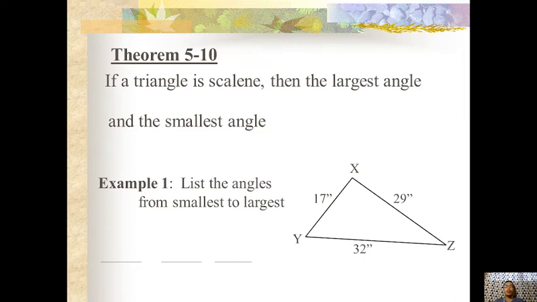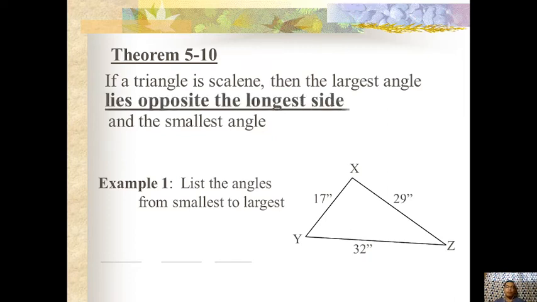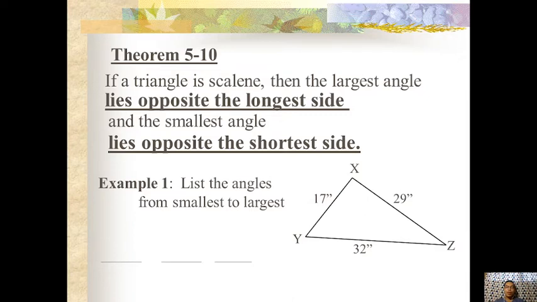So Theorem 5-10: if a triangle is isosceles, then the largest angle lies opposite the longest side, and the smallest angle lies opposite the shortest side. So in Example 1, list the angles from smallest to largest.